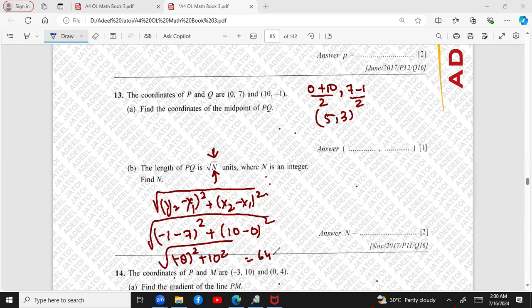So this is 64 plus, what, 100 under root. So the answer is 164 under root. So this should be 164 since I need to give the answer of n. So n is 164, whereas 5 comma 3 will be for the answer of what? A.